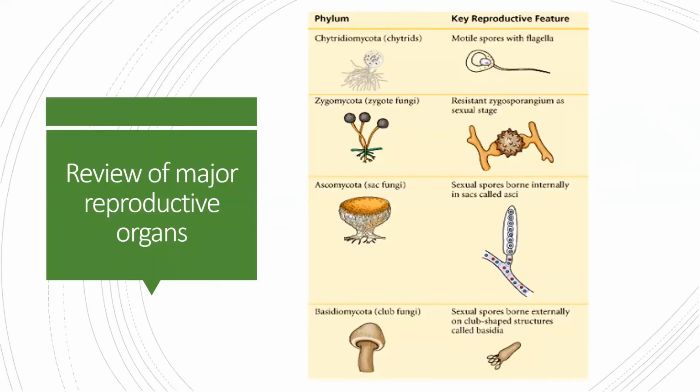So here's a review of the major reproductive organs of the different classes of fungi. So chytrids, remember, they have that flagellated spore. Zygomycetes, they have that zygosporangium, which will eventually lead to the sporangium that will release spores. In Ascomycetes, they have ascus, or asci for plural. I'll write ascus there really quick. This is also their major reproductive organ. Lastly, the basidia in the Basidiomycetes.